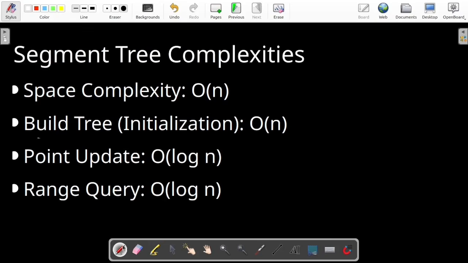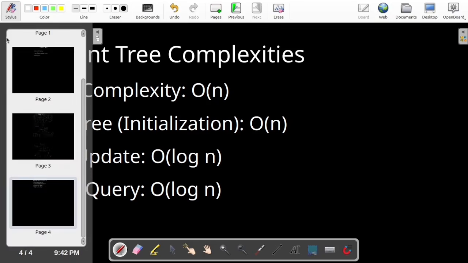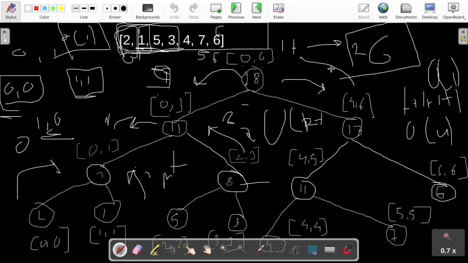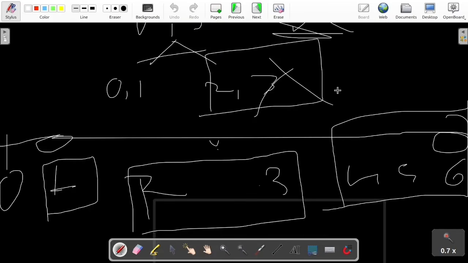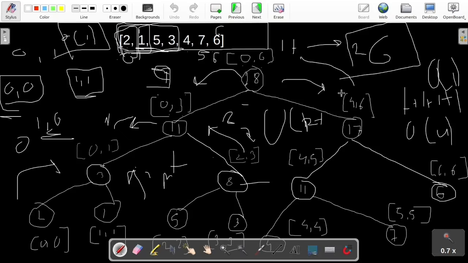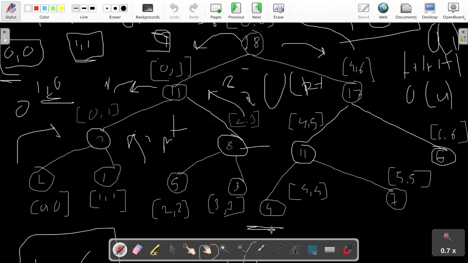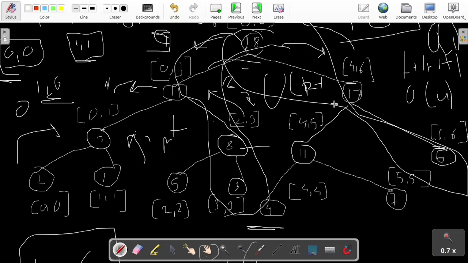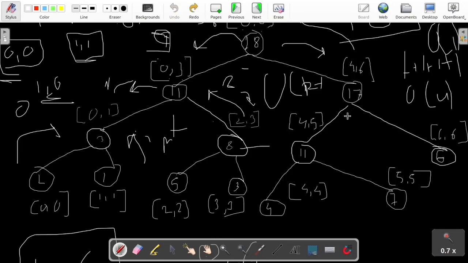Okay, now let's discuss the complexity of point updates. As we saw in the previous part, how we were updating: we were finding the mid, we were comparing it with our target element, and we were trying to reach the leaf node to update that element. Now it can be any path. It can be this path, it can be this path, it can be any path.